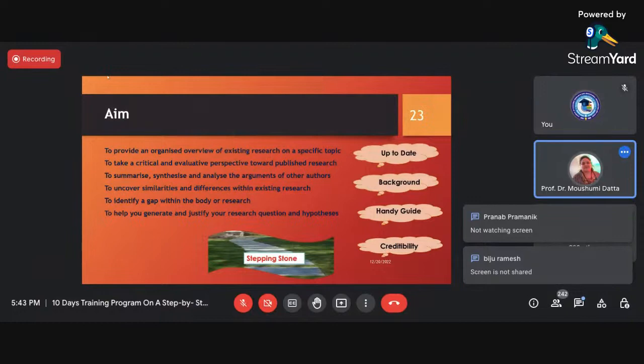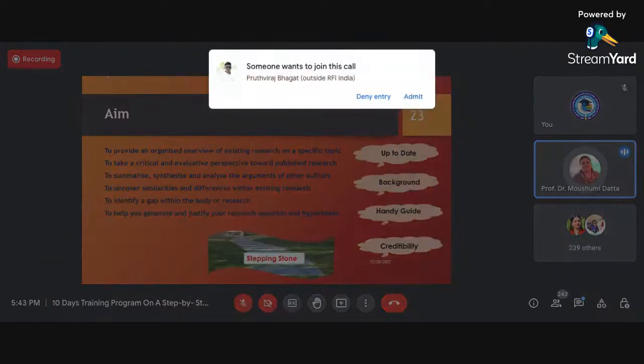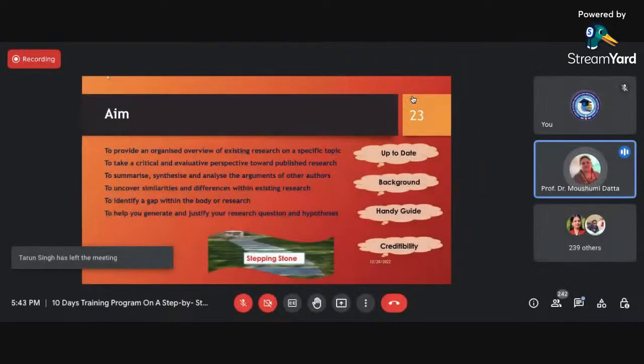Not only that, it also helps you to have a proper background. You know what has been taught and what has been researched and what is not researched. So you are very, very sure about the background. It becomes a handy guide. Moreover, it increases your credibility. Very, very important. It increases your credibility.